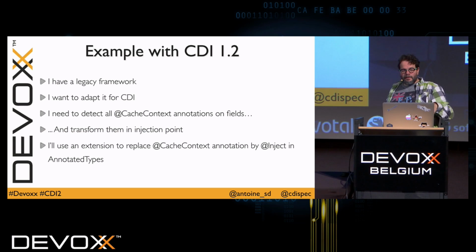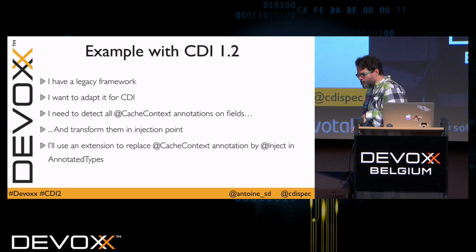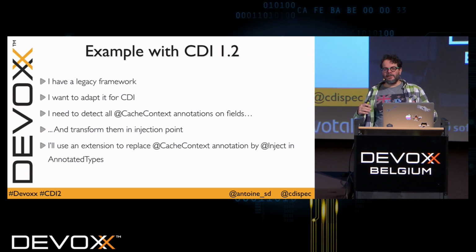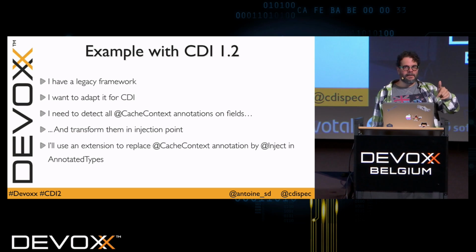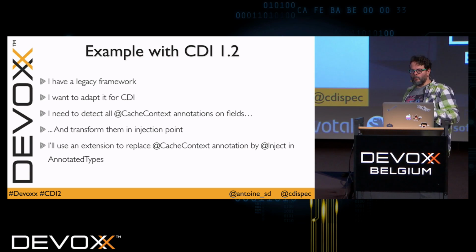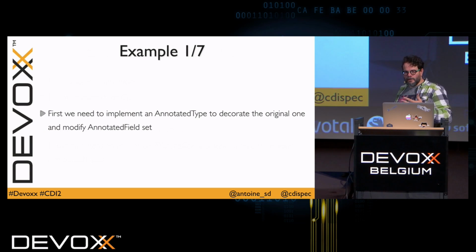As I said in the last bullet, it's quite easy on paper. I'll use an extension. I will process all the annotated types with add_cache_context in them, and I will replace the @cache_context by @Inject. If I have to do that in CDI 1.2, first I need to implement the annotated type that will be used to decorate the original one. So you are doing that by decorating an annotated type.